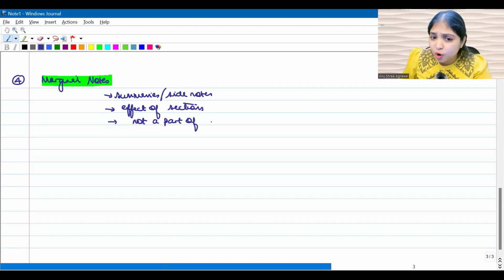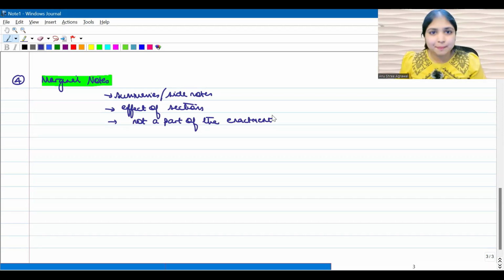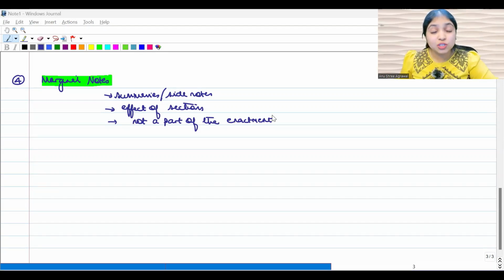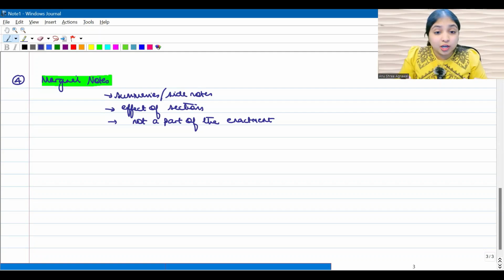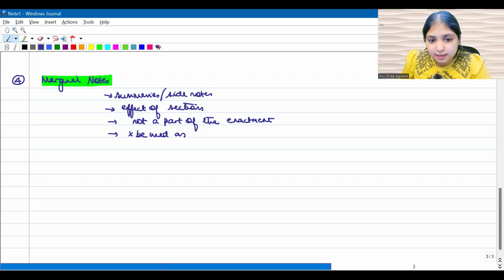Why am I saying they're not a part of the enactment? Because when the law was enacted, at that time, the marginal notes were not a part of the law. The marginal notes were inserted only later, after the law was enacted. So they're not a part of the original enactment. So they're not a part of the law. So we cannot use them for interpretation. They cannot be used as internal aid. They cannot be used for interpretation.